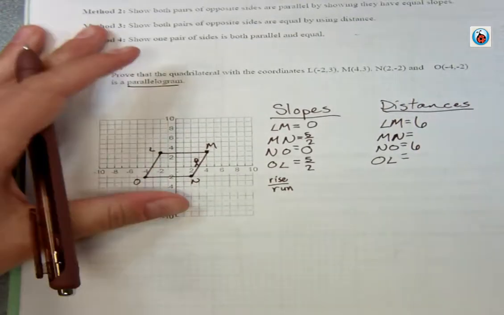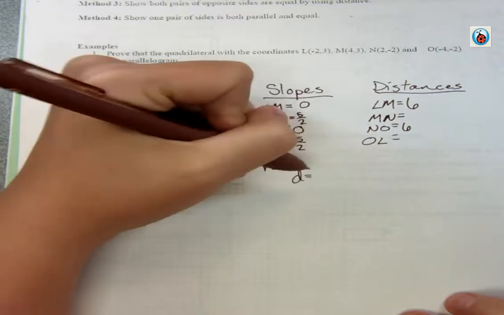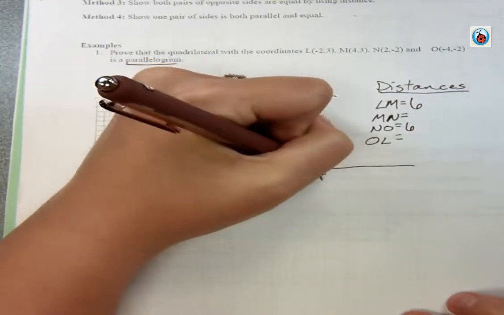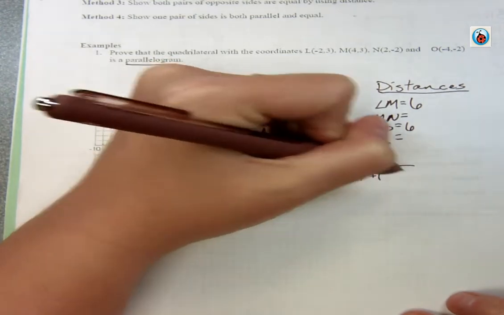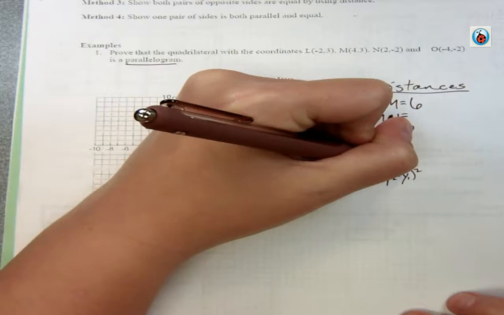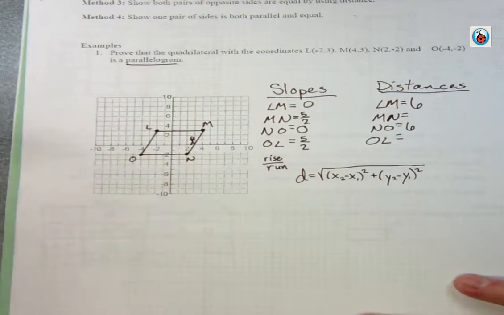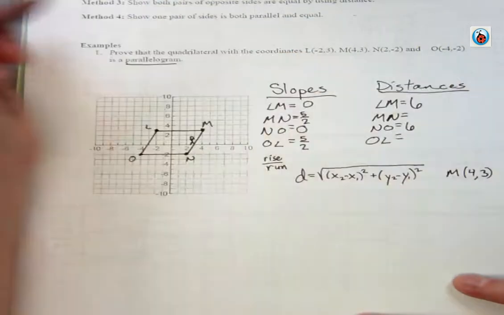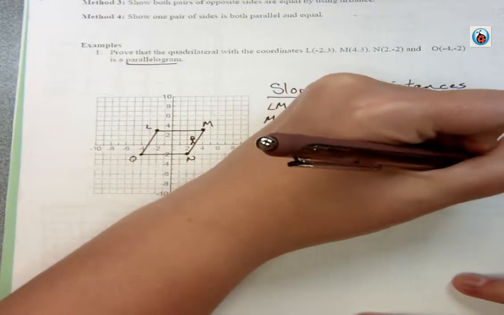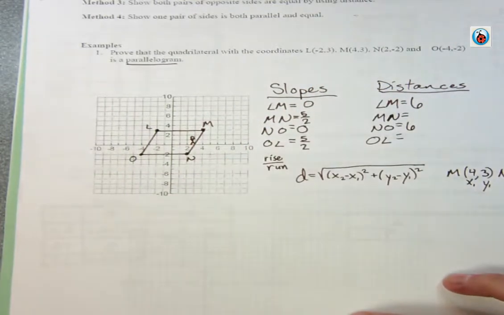There are 2 ways that you can solve for the distance. I'm going to start off with the distance formula. The distance formula is the square root of x2 minus x1 squared plus y2 minus y1 squared. So write that down on your paper right now if you have not already. We're going to take our 2 points. We are trying to find the distance between M and N. Our points for M are (4, 3). Points for N are (2, -2). It's going to be our x1, y1, x2, y2. This should be a review for you. You have seen this before.